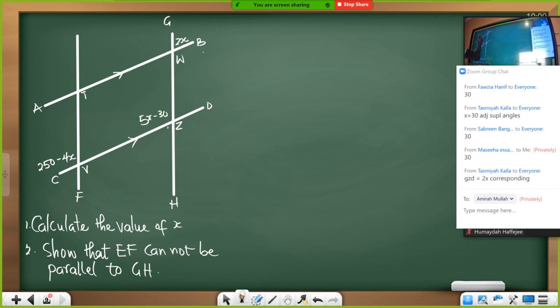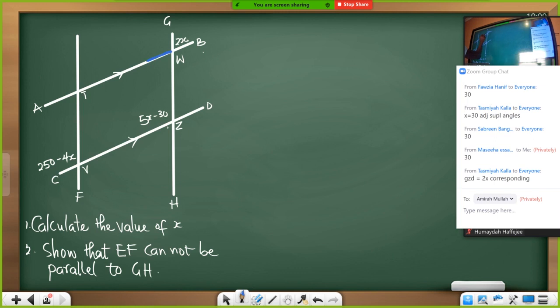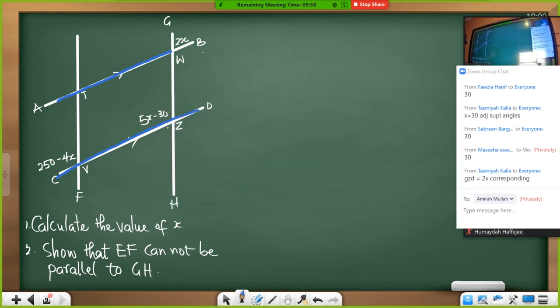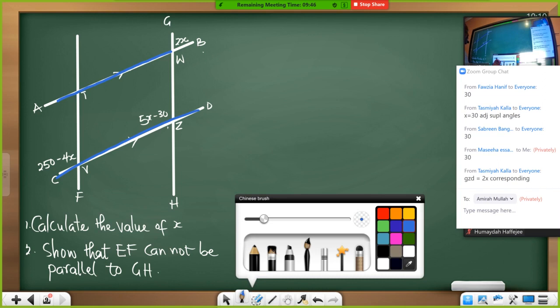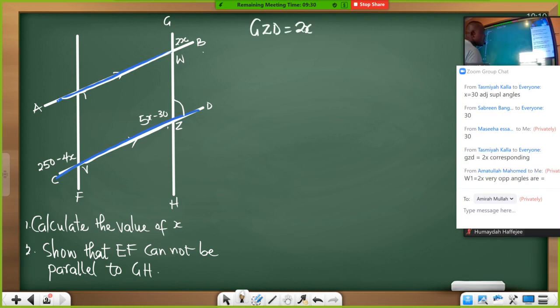Remember, we have the two parallel lines, right? Let me have a different color just to highlight. We have this line parallel to that. So what can you then tell me? GZD. Let's look for G. Where is my G? ZD equals 2x. Awesome. Good thinking. Because these lines are parallel, and we have a transversal line, this angle will be 2x. So GZD equals 2x, all right?